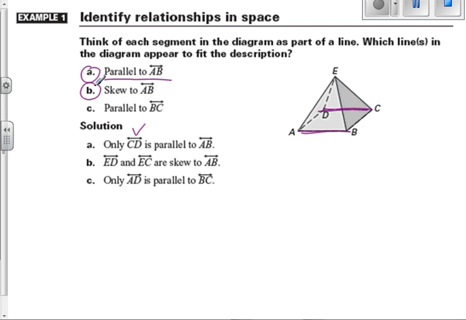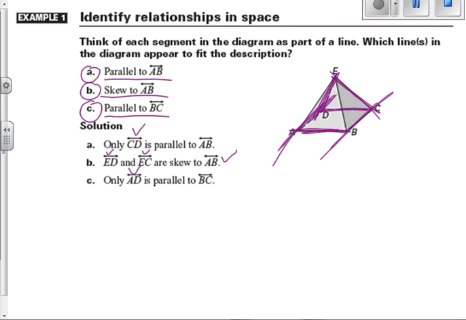Then if I look at B, skewed to AB, so if that's AB, I only have two lines that are skewed. That would be ED and EC. ED and EC are skewed to AB. And then if I look at the last one, parallel to BC, well, AD or DA, however you want to say it, is parallel to BC. Yep, there's AD parallel to BC.